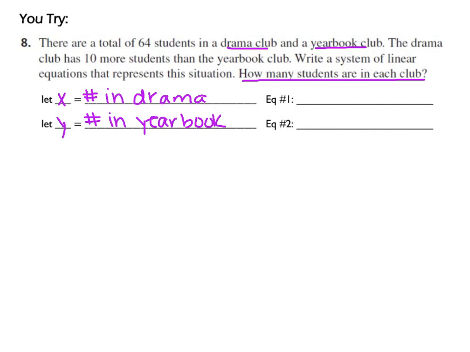My first equation gives me a total, right? A total of 64 students. The total number was 64. Well, the things that have a label of number were just my X and my Y, the number in drama and the number in yearbook. So if I add up the X and the Y together, that's supposed to make 64 students.